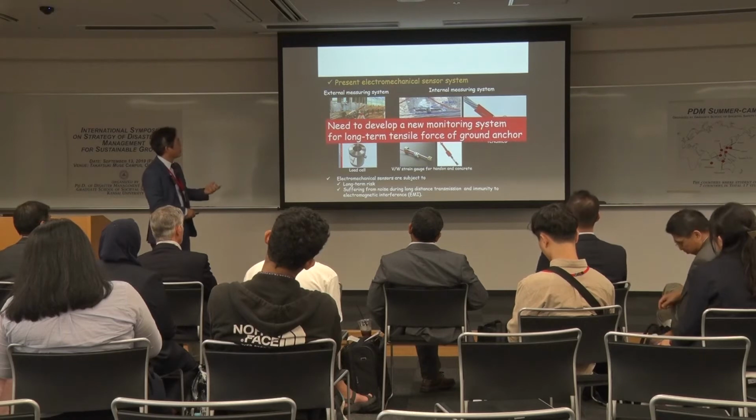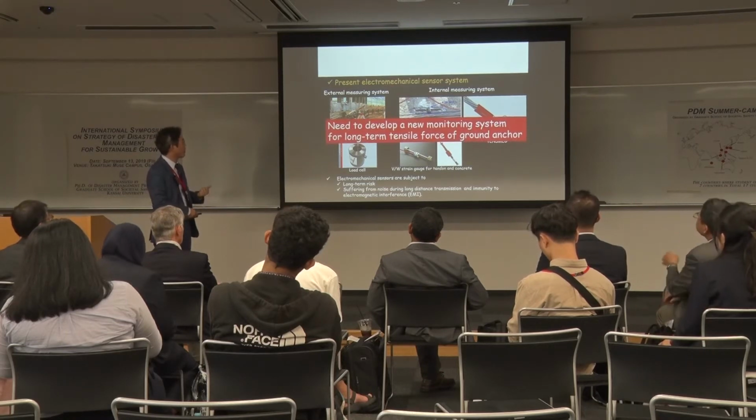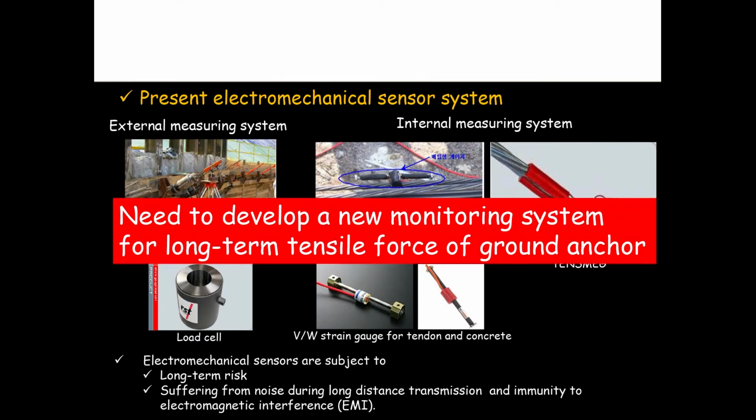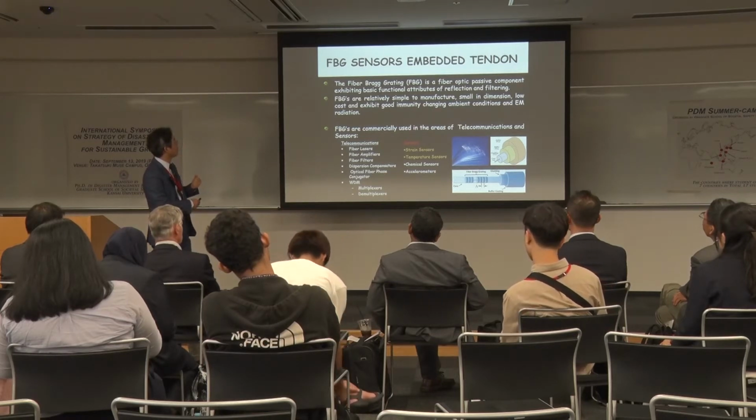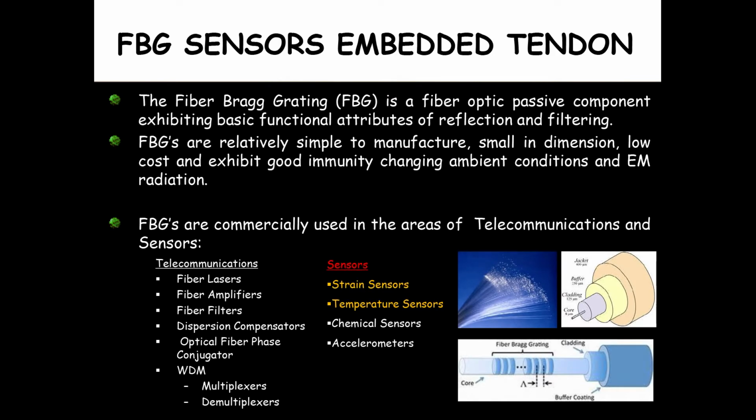I would like to say that we have to develop a new monitoring system for long-term stability of the ground anchors. So, I would like to introduce one suggestion for using fiber Bragg grating sensors for an embedded tendon. As you see here, this figure shows a fiber optic. This is very small in dimension, almost 0.3 millimeters.